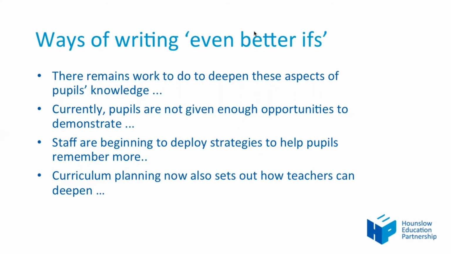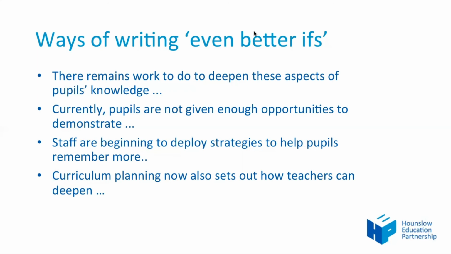The third one, staff are beginning to deploy. Maybe they weren't consistently applying those strategies before, but now they're getting better at deploying those strategies. So the graph is going upwards. Likewise, the final one, curriculum planning now also sets out how teachers can deepen. So maybe the planning didn't set it out as clearly beforehand, but it is now starting to take place. So the subject leader is identifying it's not quite good enough yet, but in all these instances, the graph is going upwards.